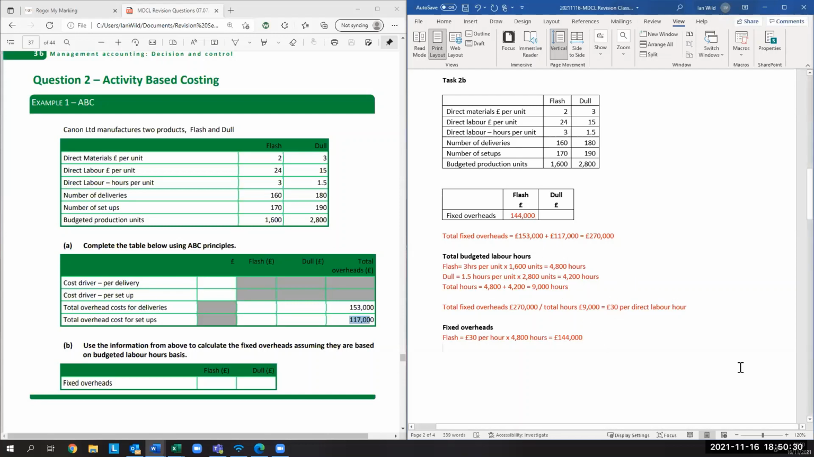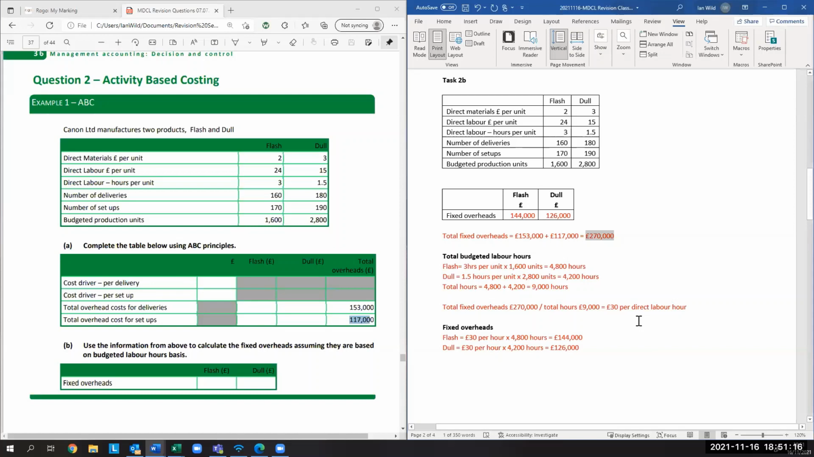We then do exactly the same again for Dull. We know that it's £30 per direct labour hour. And we know we worked out that Dull is 4,200 hours. So 30 quid times 4,200 gives us 126,000. So everybody's in there. Brilliant. That's great. So £126,000, all good stuff. Then, as Natalie said earlier on, do your check. 144 plus 126 does come back to the 270.